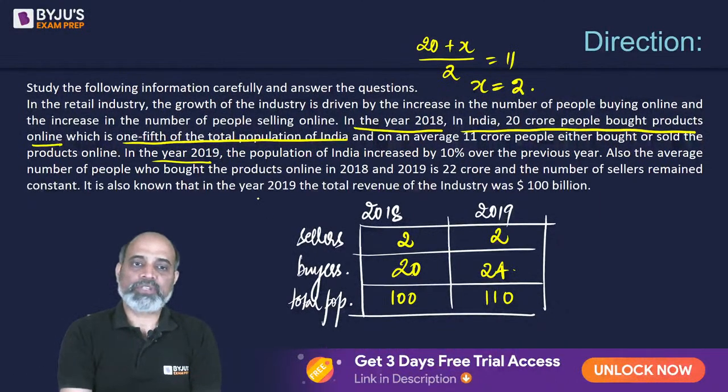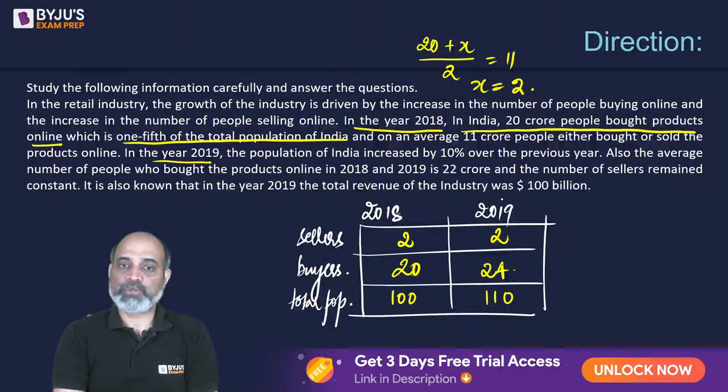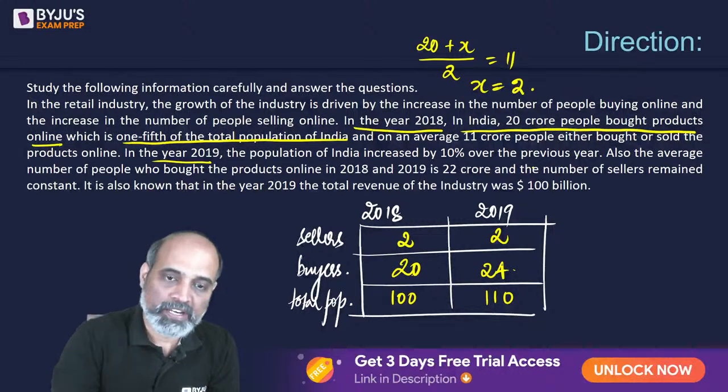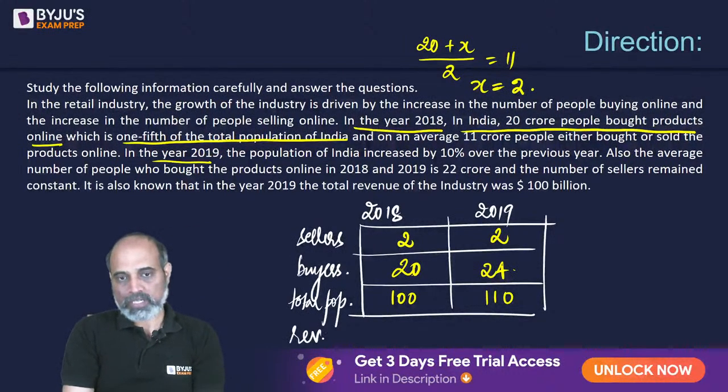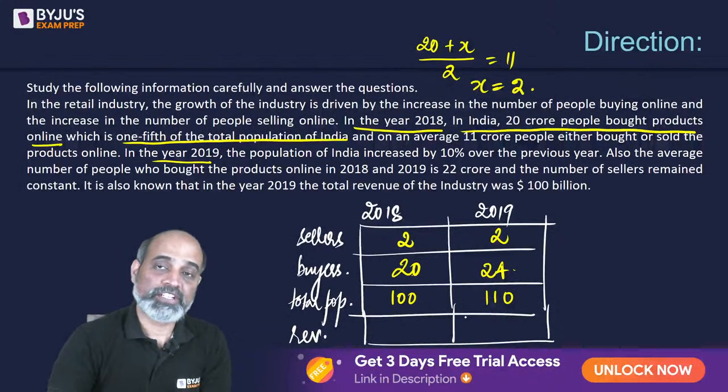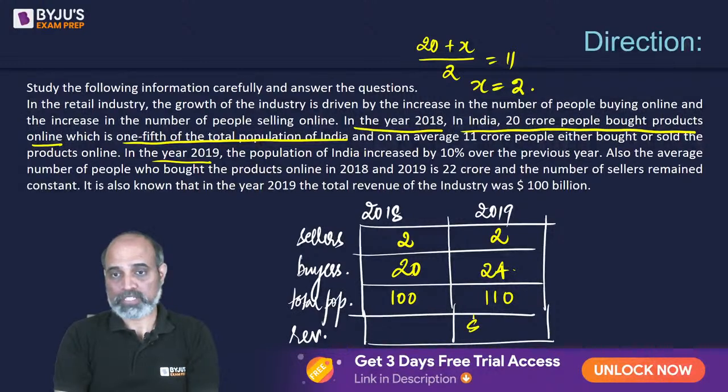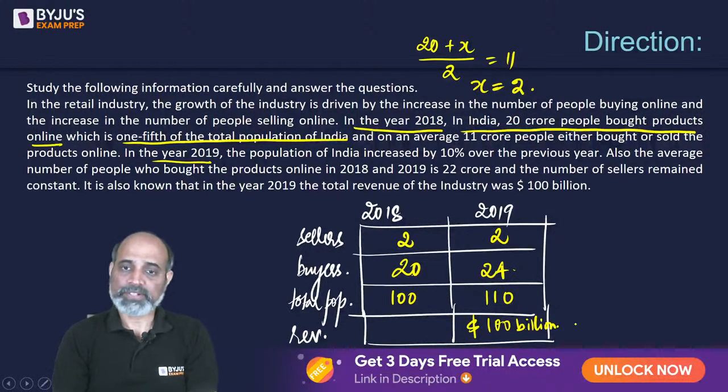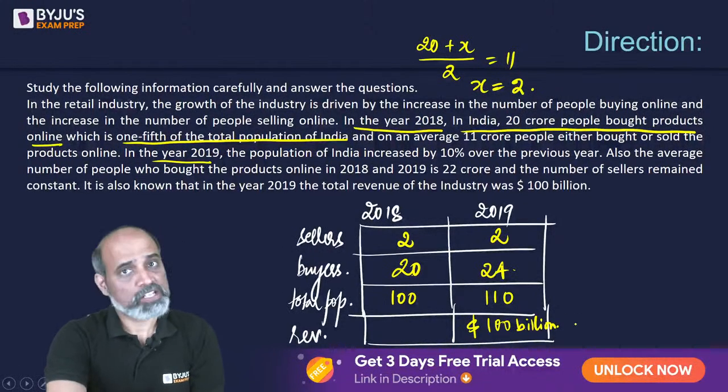It is also known that in the year 2019, the total revenue of the industry was $100 billion. So this is one new component. So let's write down the revenue. We do not know the revenue for the year 2018, but for 2019, we do know that it is $100 billion, right? So let's look at the questions.